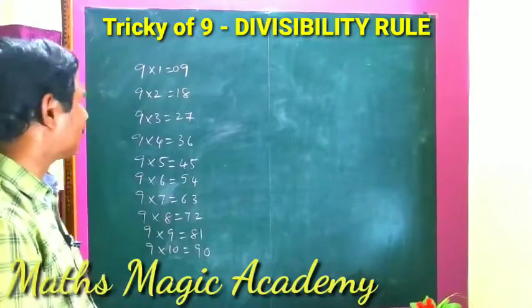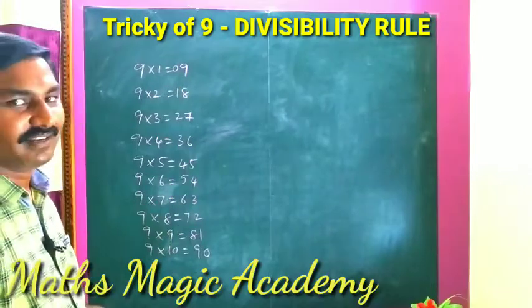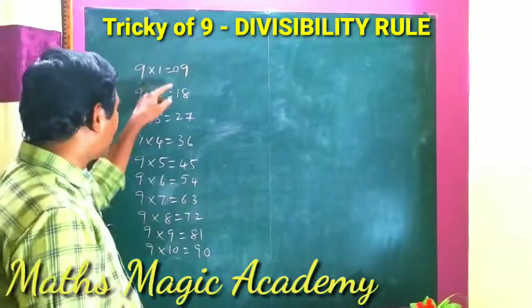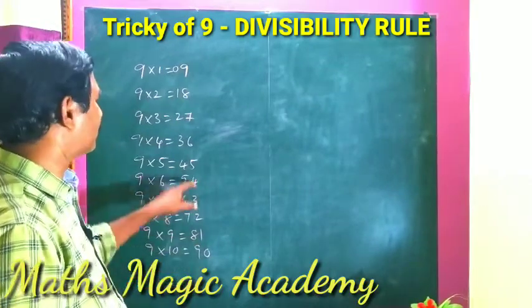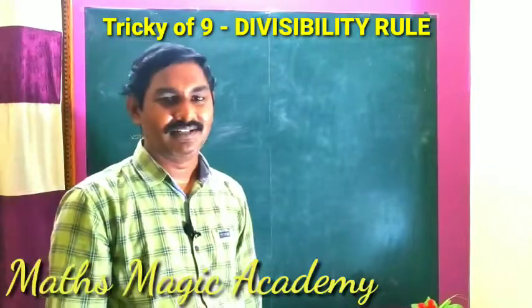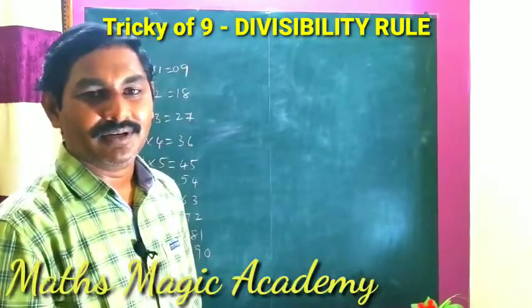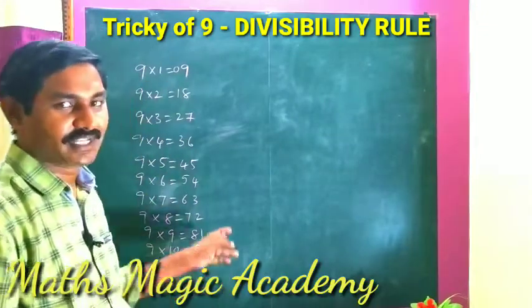You can observe the 9 table. If you ask children what the trick of 9 is, they will simply say we can write 0, 1, 2, 3, 4, 5, 6, 7, 8, 9, and from the bottom also we can write 0, 1, 2, 3, 4, 5, 6, 7, 8, 9. Then we can get the 9 table. Even 4th class or 5th class students can say this type of trick.